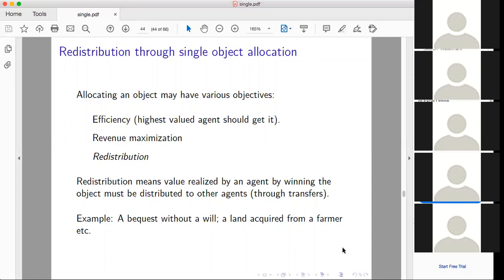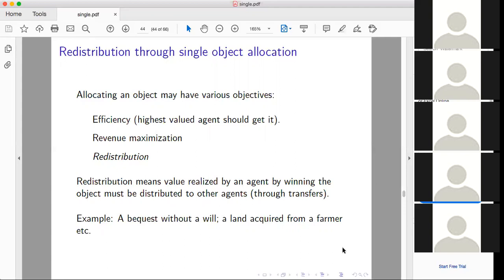The primary example to keep in mind is what's called a bequest allocation problem, where you don't have a will. Some houses, or a very high valued property, are left with a bunch of claimants. Because there is no will, nobody is a clear winner. So a natural way is to realize the maximum possible value from that property. But again, the realized value needs to be redistributed amongst the agents in an incentive compatible way. That's the kind of application we have in mind.